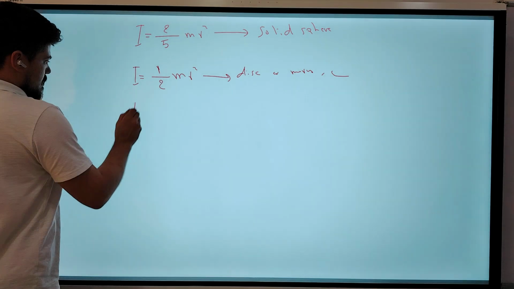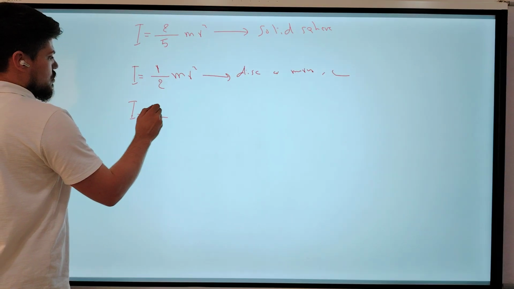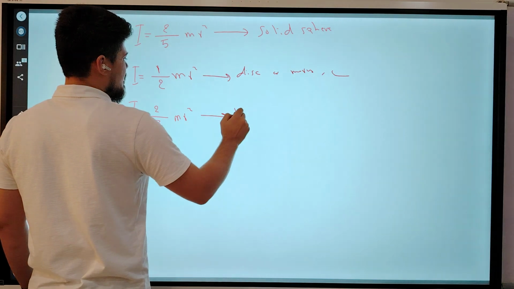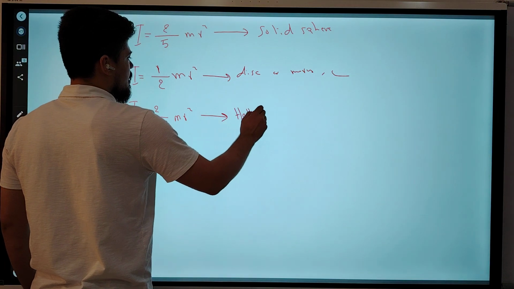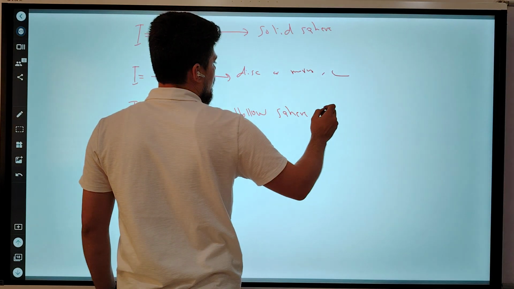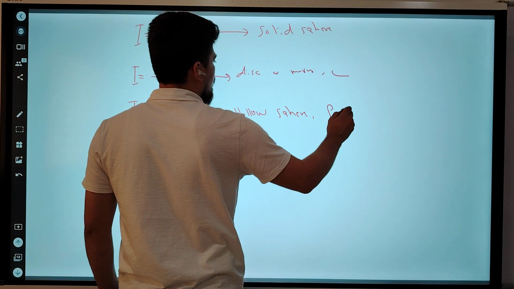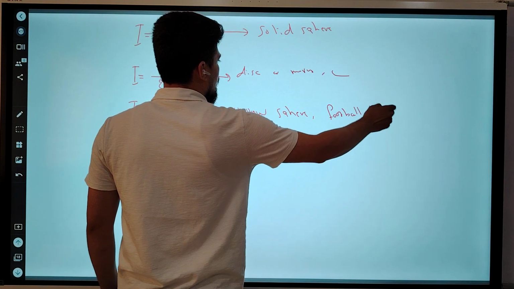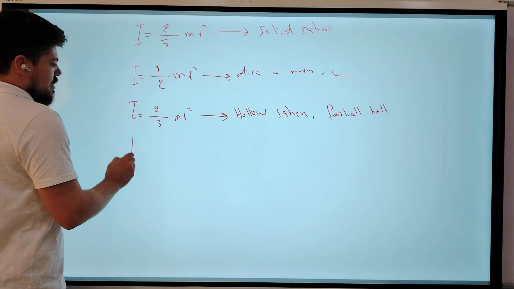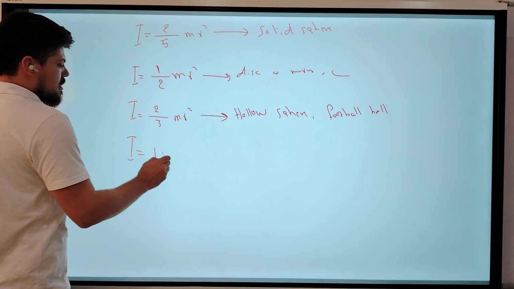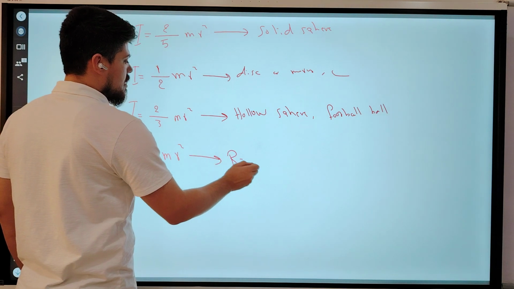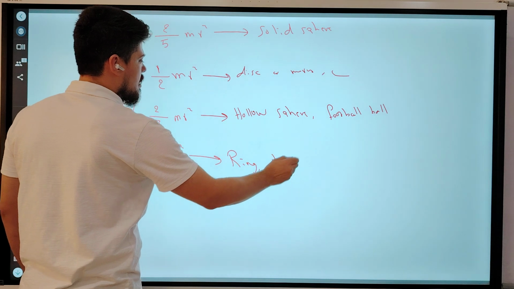Okay? Moment of inertia is equal to 2 over 3 mr squared. This is for a hollow sphere, such as a football, or volleyball. Okay? The last one, for the ring, is equal to what? mr squared. This is for a ring or thin hoop, okay?